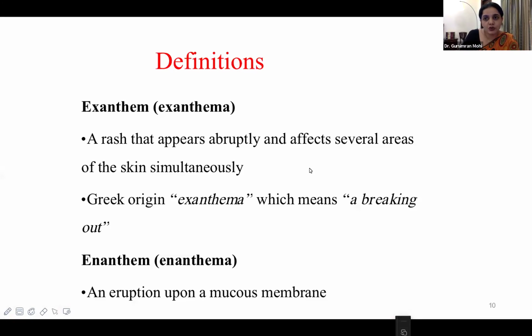So there are two definitions we need to know when we're dealing with rash. One is exanthum, another is enanthum. Exanthum is a rash that appears abruptly and affects several areas of the skin. It is also called breaking out. Enanthum is an eruption on the mucous membrane. So exanthum is on the skin and enanthum is on the mucous membrane.